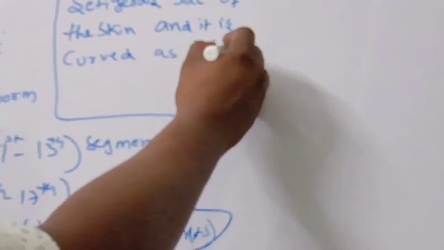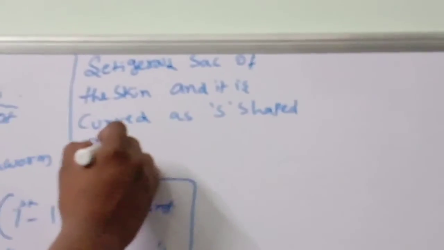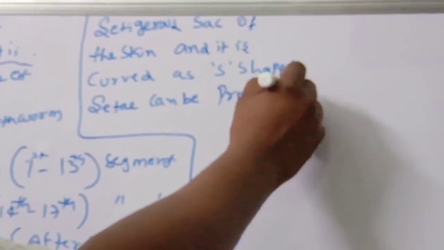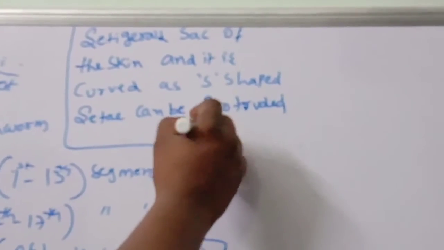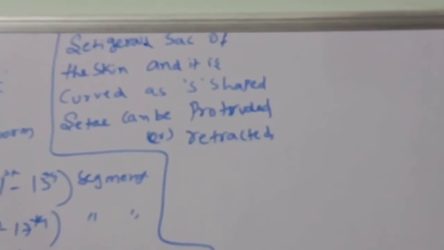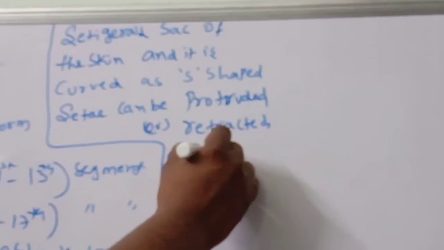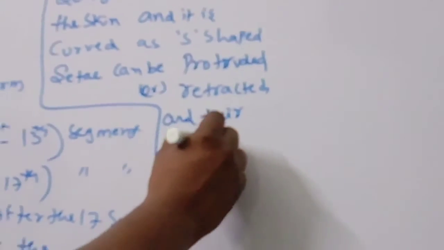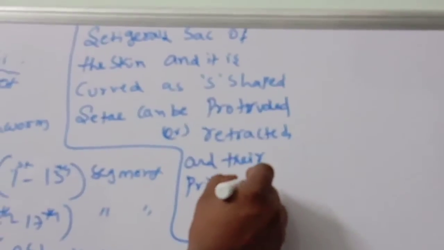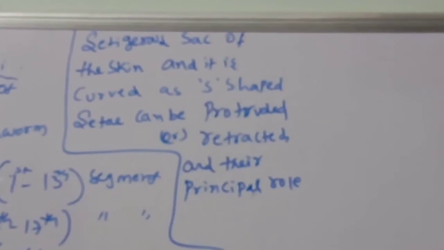It is curved, S-shaped. Setae can be protruded or retracted, and their principal role is in locomotion.